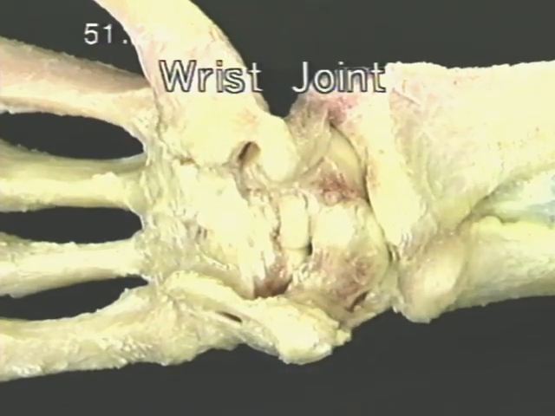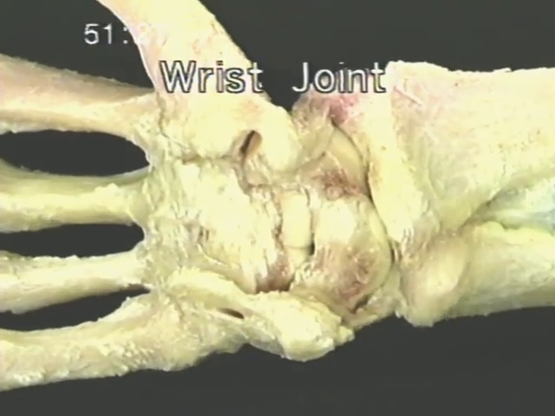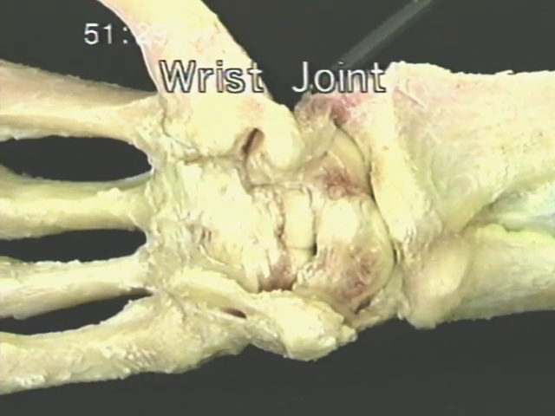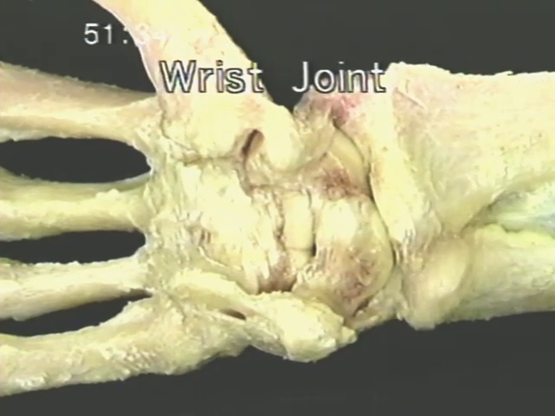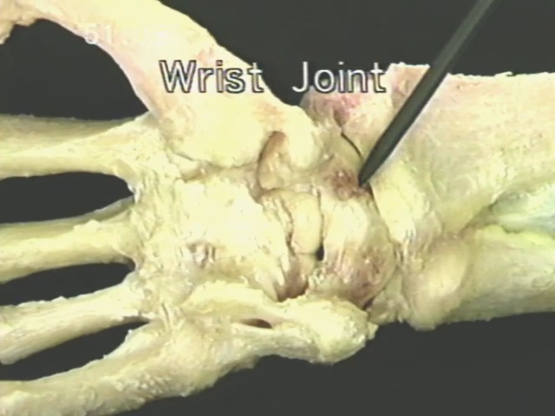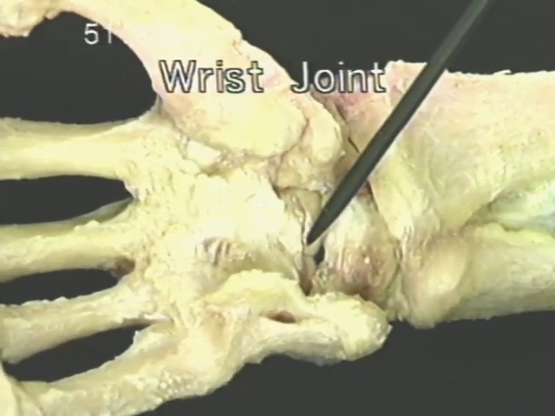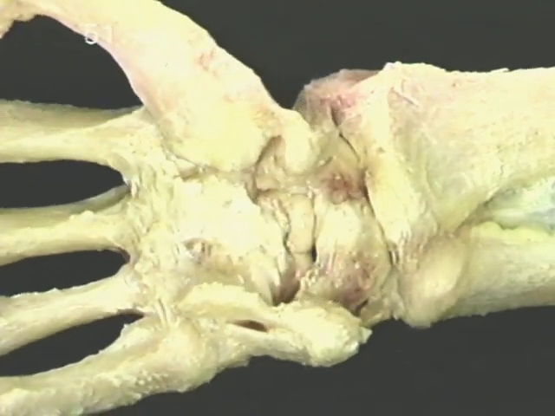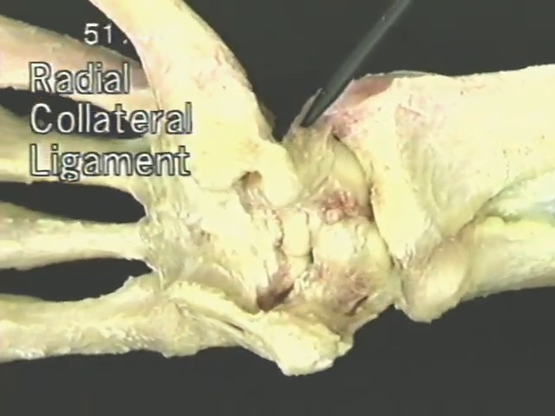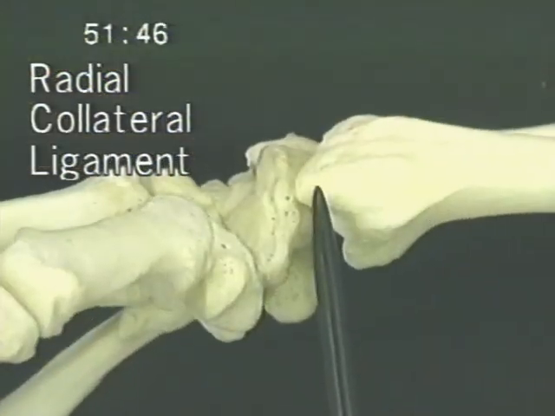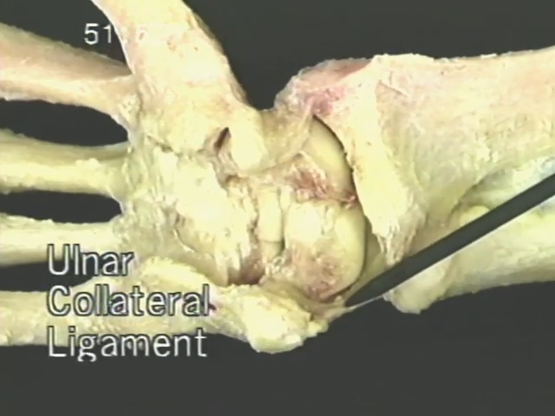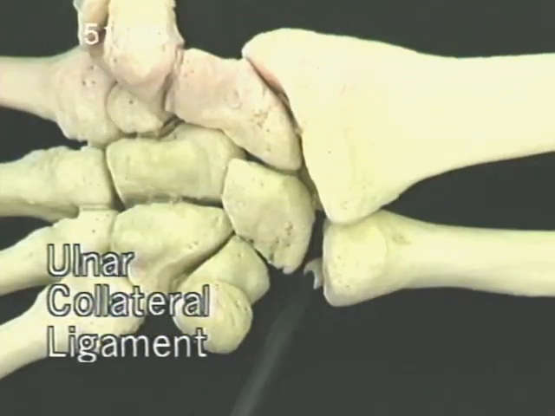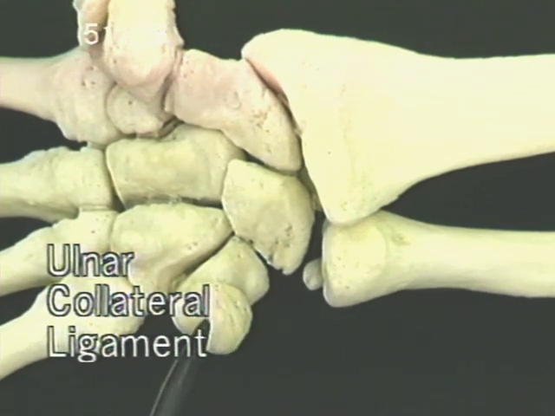Here's the wrist joint, or rather joints, with much of the capsule removed, and the 2 collateral ligaments here and here intact. Here's the radiocarpal joint. Here's the midcarpal joint. The radial collateral ligament goes from the radial styloid to the scaphoid and its neighbor, the trapezium. The ulnar collateral ligament goes from the ulnar styloid to the triquetral and pisiform bones.